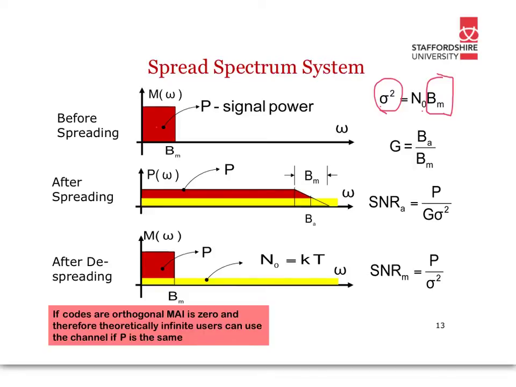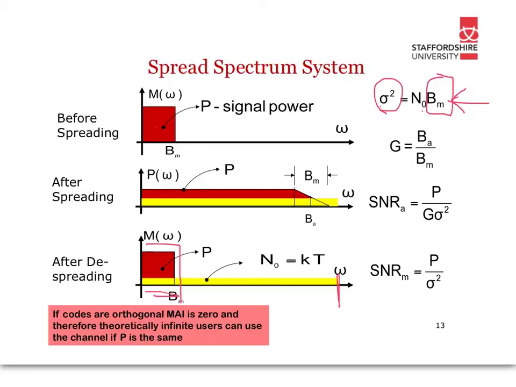After spreading, the signal to noise ratio of our A is P divided by G sigma squared. But after despreading, the message now only occupies this frequency, so 0 to BM. So the signal to noise ratio of our message is equal to P divided by sigma squared, which is why sigma squared has the BM here. So we only get the noise from here to here, not from here to here.